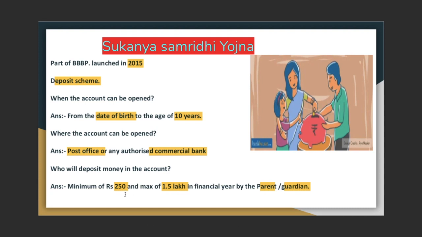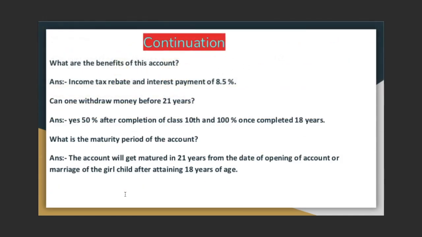Now this is a minimum of 250. Most of the time you will find on the internet or on the other magazines that the minimum is 1000 rupees, but that is not correct. Now a minimum of 250 rupees and maximum of 1.5 lakhs can be deposited. Understood? Now this is in continuation, what are the benefits of this account?